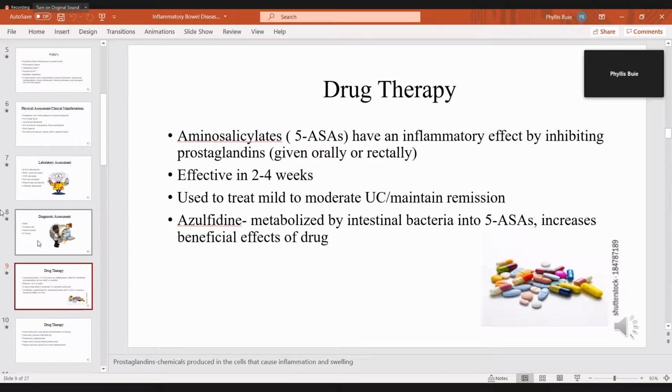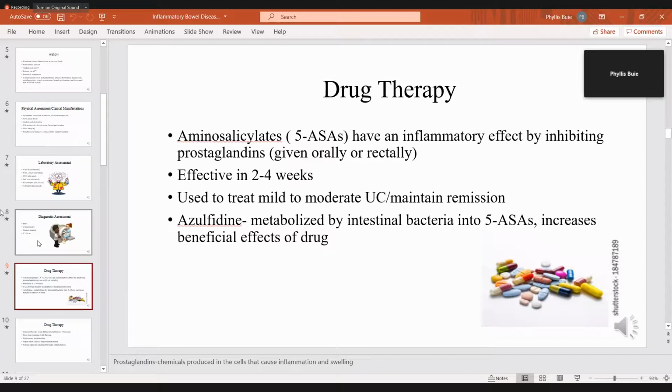Some of the medications, these are very similar. The classifications of medications are similar with Crohn's disease and with ulcerative colitis. The aminosalicylates are probably one of your most common classifications of drugs that's used, and it has an anti-inflammatory effect on the intestinal wall. Typically, you're going to see it used with mild to moderate ulcerative colitis.